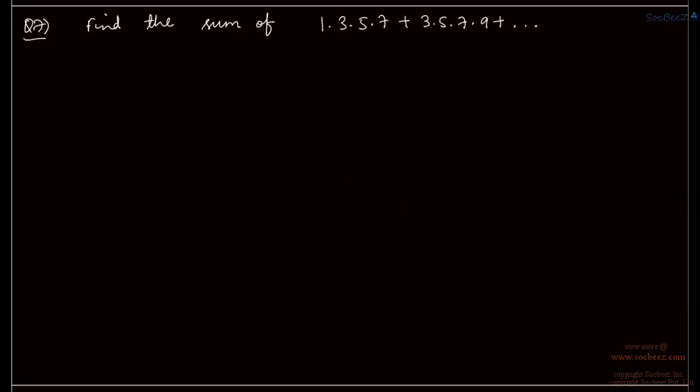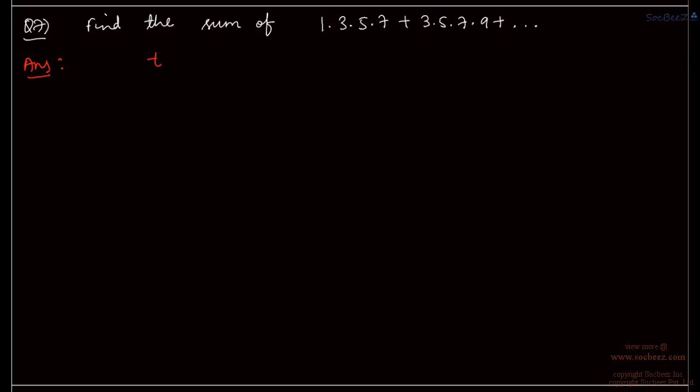Okay. Now find the sum of 1 into 3 into 5 into 7 plus 3 into 5 into 7 into 9. So these dots are just multiplication written as dots. Okay, so it's not 1.3.5 plus 0.7. This is 1 into 3 into 5 into 7. Okay. So look carefully. This is done in a different method.